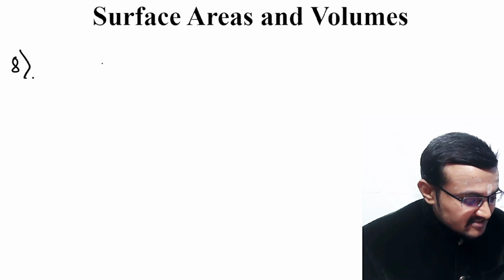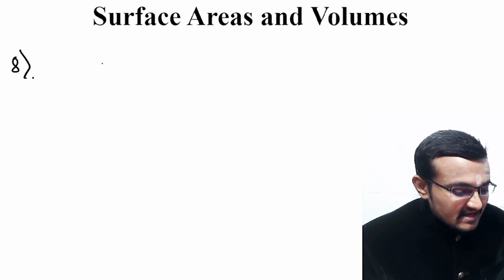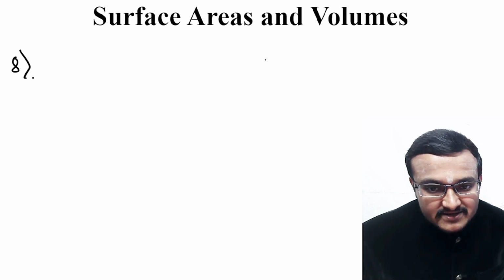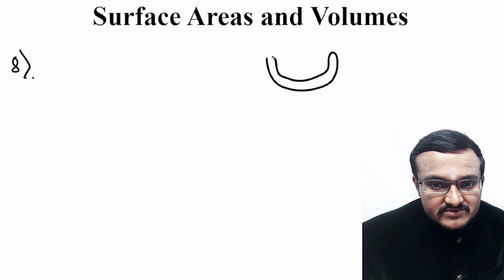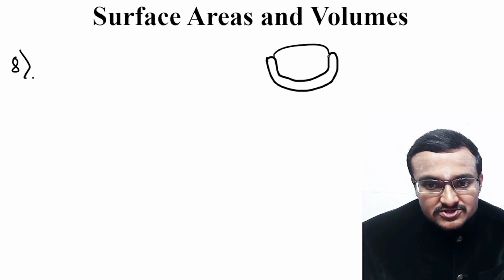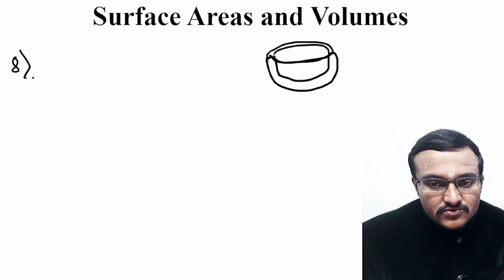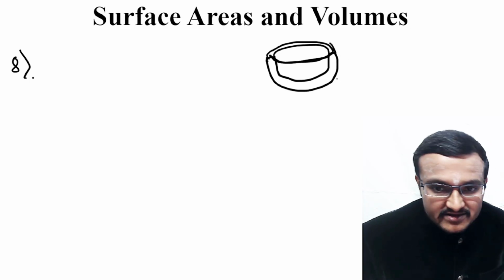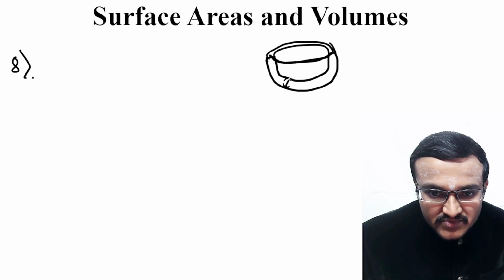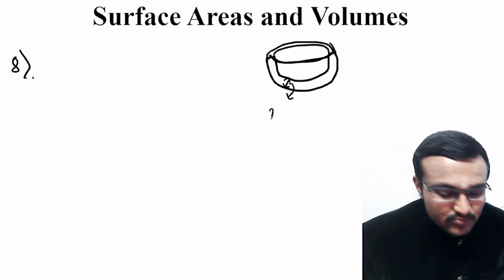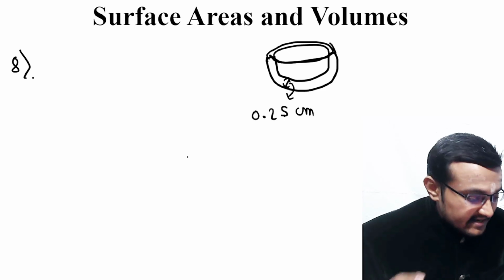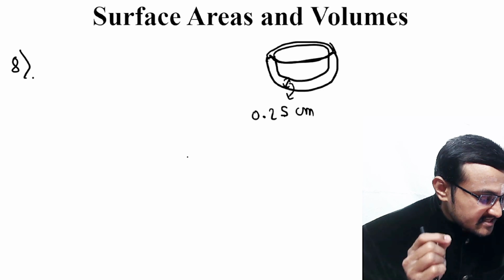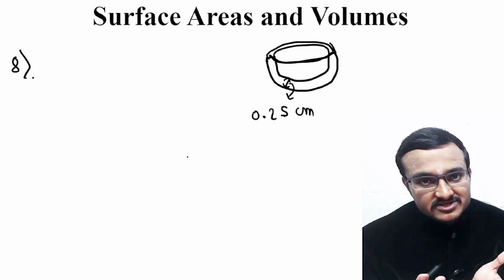In the 8th question, there is a hemispherical bowl which is made of steel and it is 0.25 centimeter thick. So that means there is a hemispherical bowl like this, and this hemispherical bowl has a thickness equal to 0.25 centimeter. Now the inner radius of the bowl is 5 centimeter. Find the outer curved surface area.